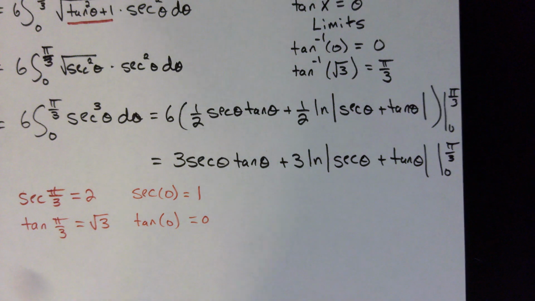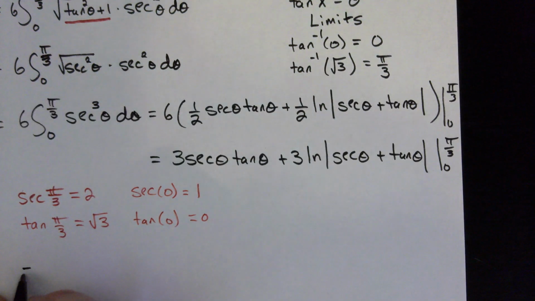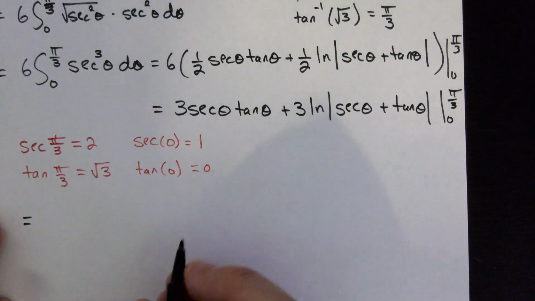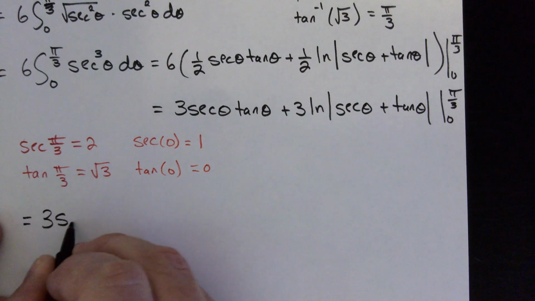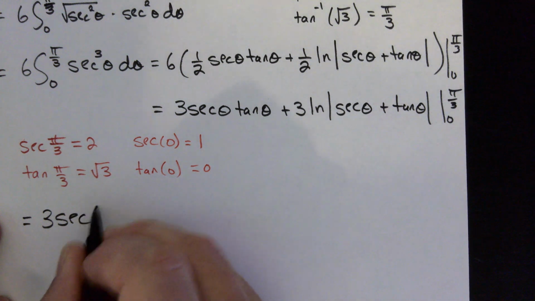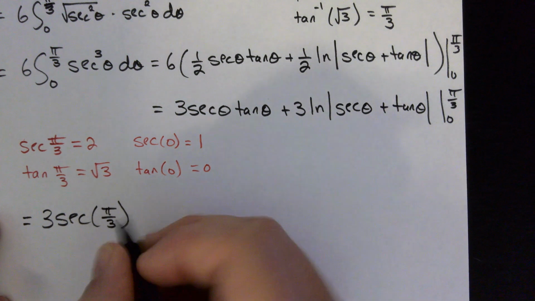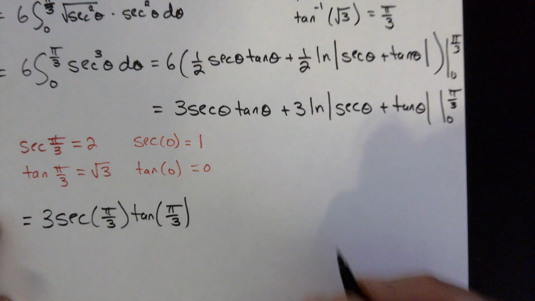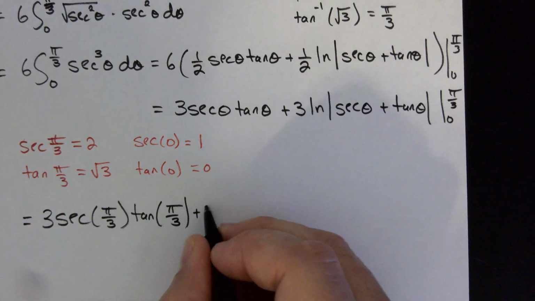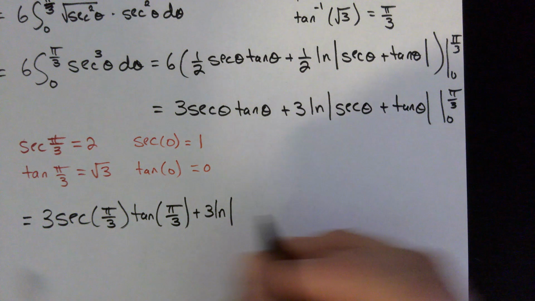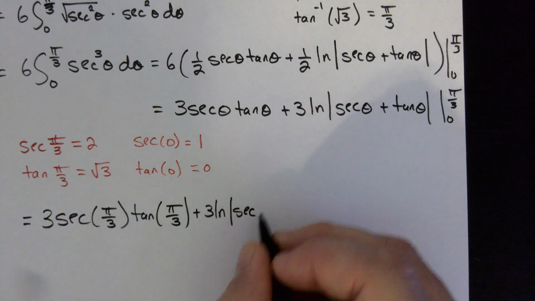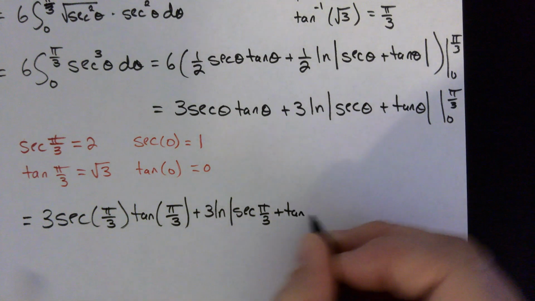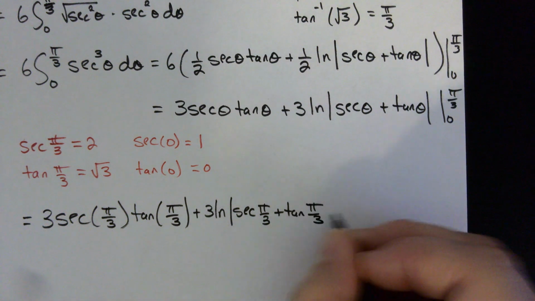Let's go ahead and plug them in. First the upper limit, pi over 3. I get 3 secant of pi over 3 tangent of pi over 3, plus 3 ln of the absolute value of secant of pi over 3 plus tangent of pi over 3. That's the upper limit.